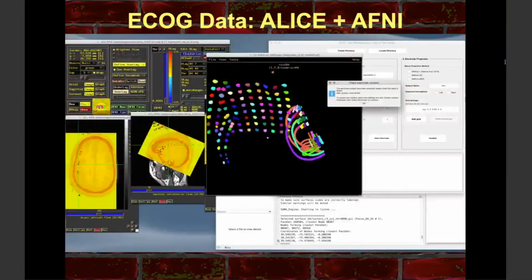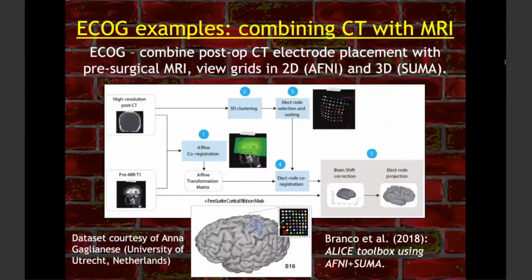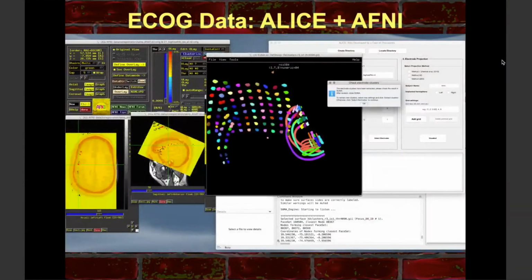There's a software package called Alice, which was written with a little bit of our help, and they integrate Alice. Alice comes from Utrecht in the Netherlands, and there's a paper about it. Alice is basically for processing ECOG data to put it all together so you can look at the ECOG data on the brain surface. This is part of the steps of making sure that you've got everything lined up and right.